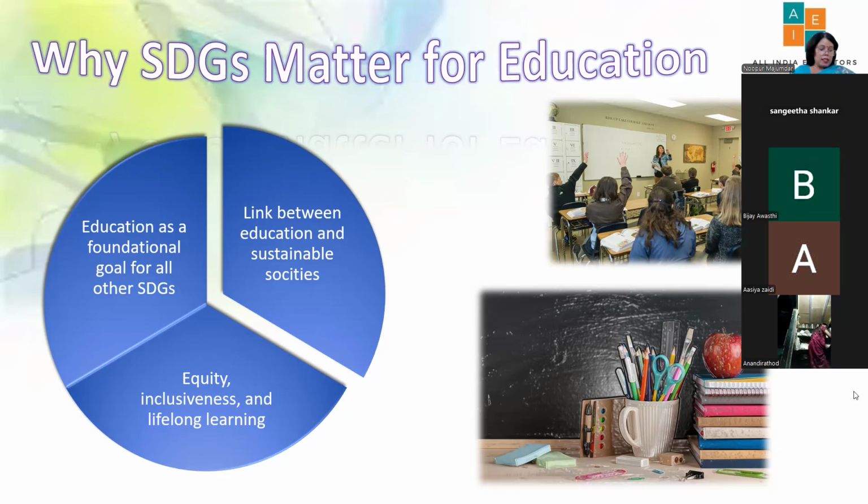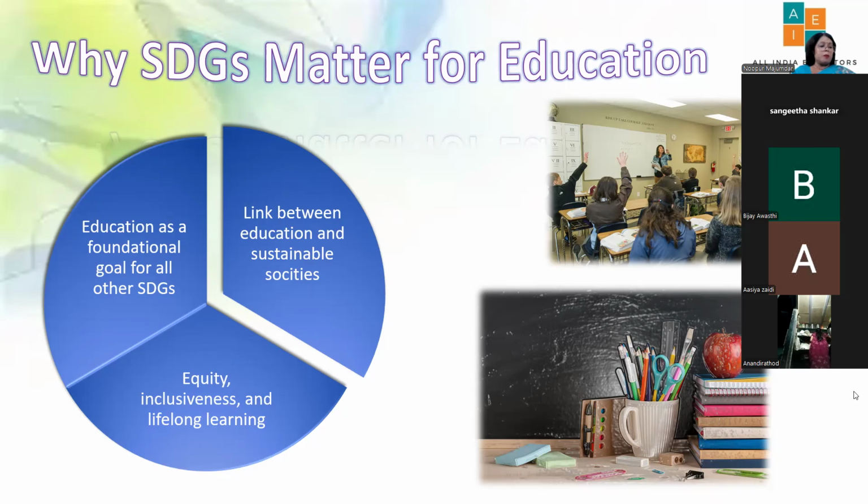Now, SDG links education with sustainable societies. Ensure, if you can see my slide, the link between education and sustainable societies. How it's linking, we are going to discuss. Ensure equitable quality education and promote lifelong learning opportunities for all. So how are these lifelong learning opportunities available?